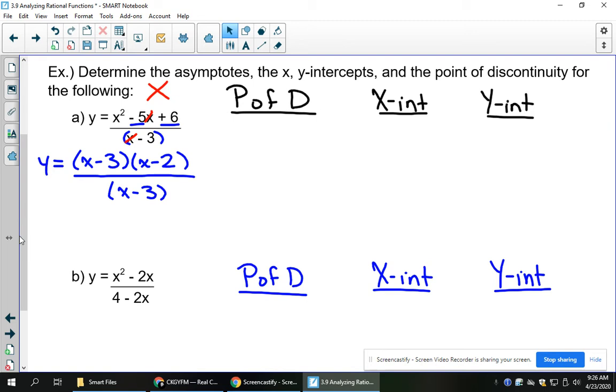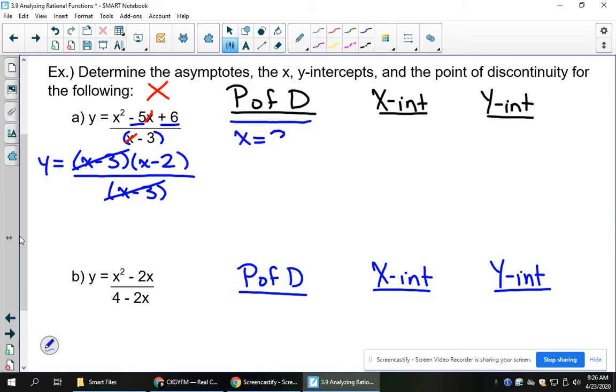So speaking of canceling, here's the cancellation that happens, x minus 3. As soon as you cancel something, you've immediately discovered where your point of discontinuity is. It's at an x value of positive 3. Switch the sign. Now, this simplified version of the equation is x minus 2, quite simple. I'm going to put my x value of 3 into that equation and get a corresponding y value of 1. So my point of discontinuity, or the hole in the graph, is at the point (3, 1).